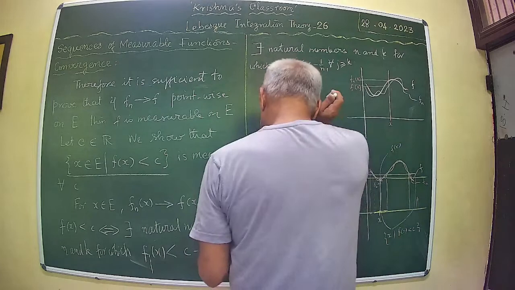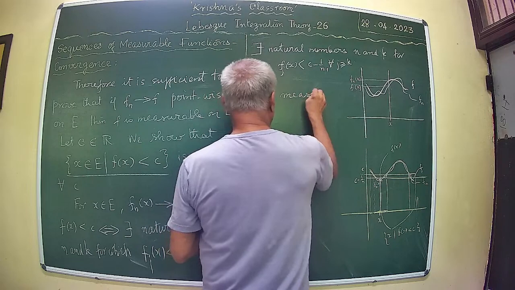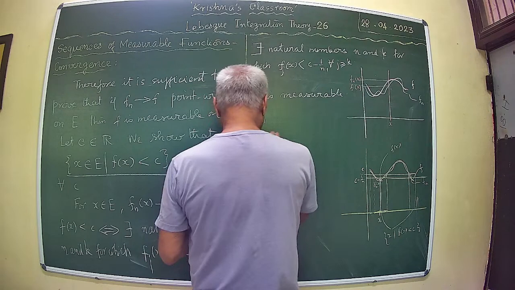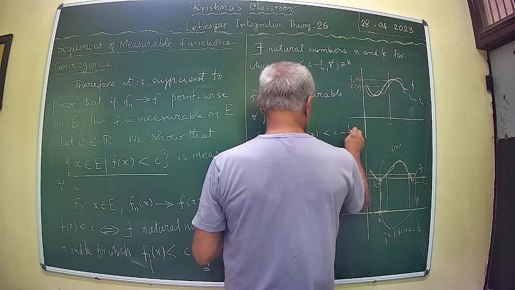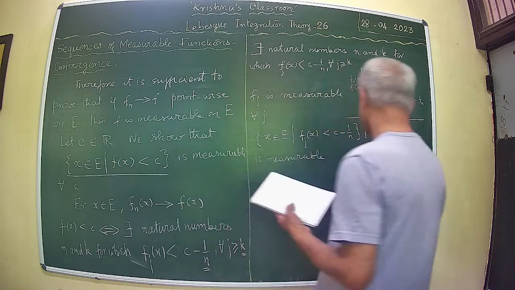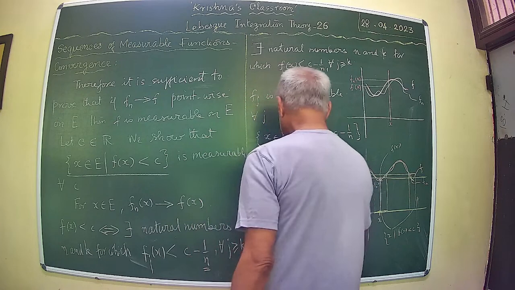So look at this collection. Fj is measurable for every j. Therefore, you have the set of x belonging to E is measurable. Okay. Therefore, take the intersection of all this.